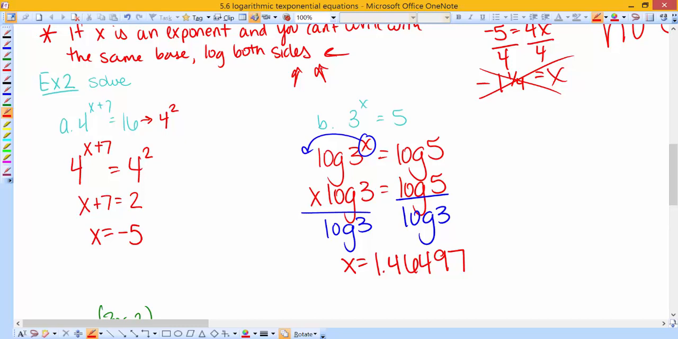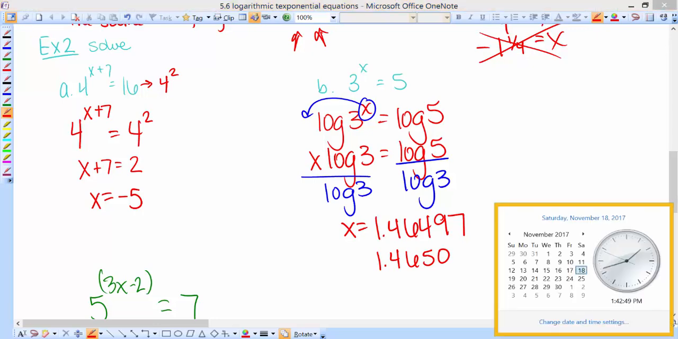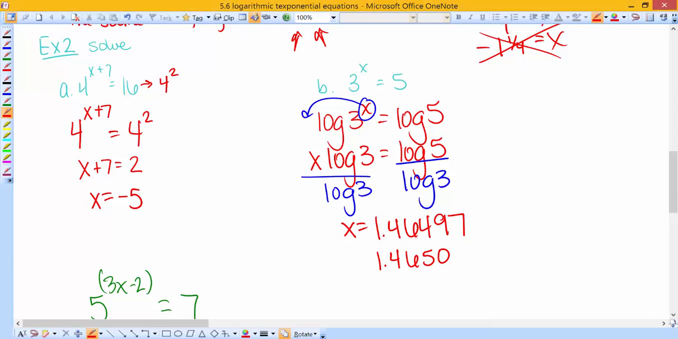The more decimal places, the better off you are going to be. I do not want to see you write this as 1.5. I would not give you full credit for that. So please make sure you are accurate. If you want to write 5 or 6 decimal places, that's fine. Typical is 4. So this would end up being 1.4650 because the 7 would round the 9, the 49 to a 50. So hopefully that makes sense.